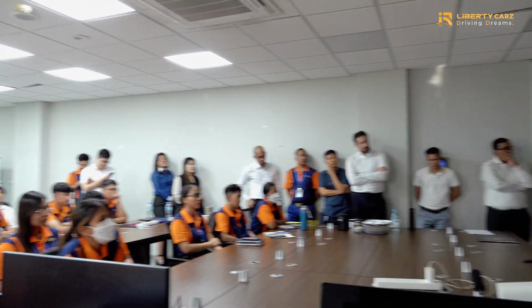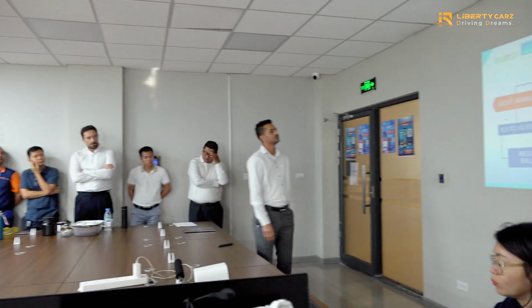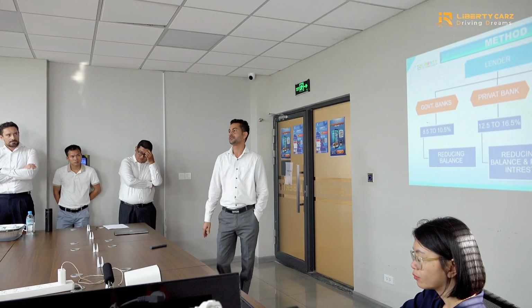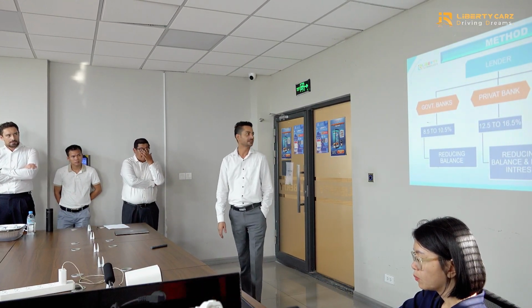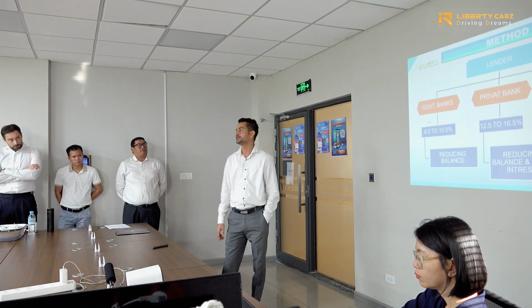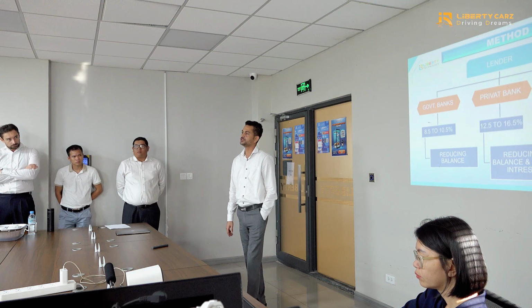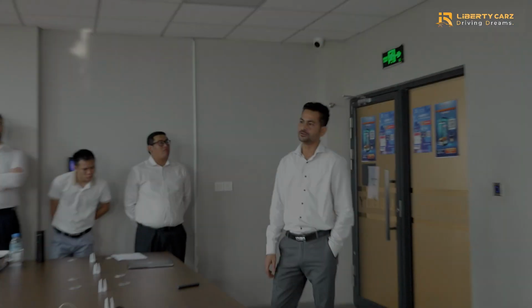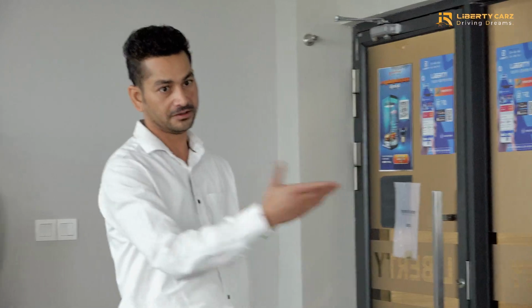Okay, next please. So here is the method used by the banks. How do they use the method? Government bank, they use only the reducing balance method. It means if you take a loan of 10,000 and you pay 1,000, next month they are going to charge you on 9,000. They are not going to charge a fixed rate on the 10,000.